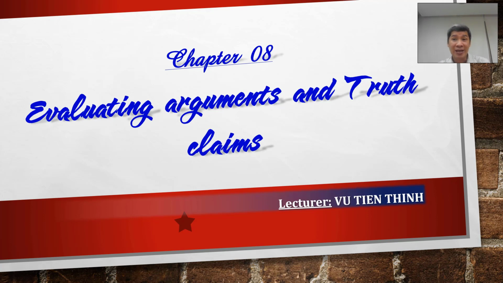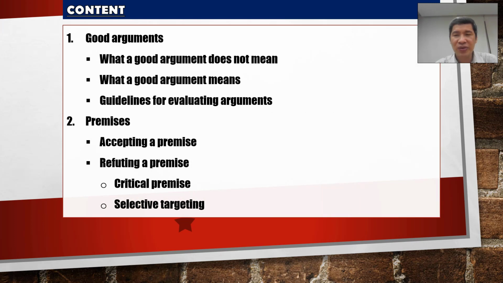Then in the lesson today, we are going to analyze those things. Now we focus on just two things. Number one, good arguments. We are going to see what a good argument means and also what a good argument does not mean. And we focus on some of the guidelines for evaluating arguments. And then we focus on premises. We see when we should accept a premise, on which grounds, on which reasons we should accept a premise, and when it is reasonable to accept a premise. And again, we go to refute a premise. What does it mean when we refute a premise, and how can we refute a premise? We also focus on the idea of critical premise and also selective targeting.